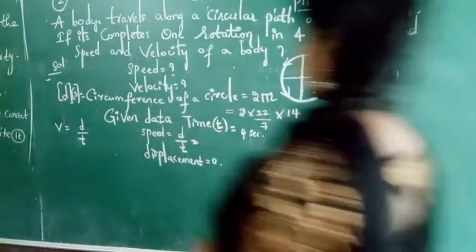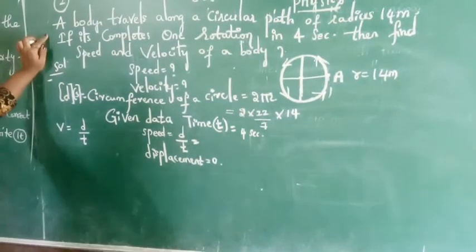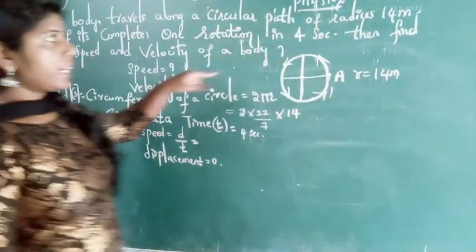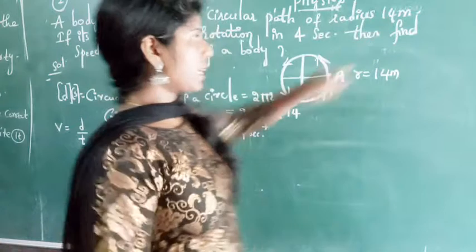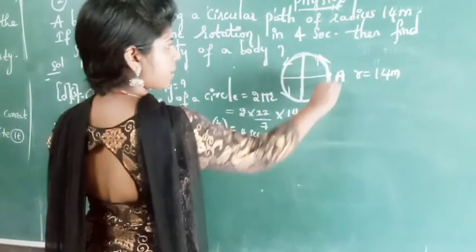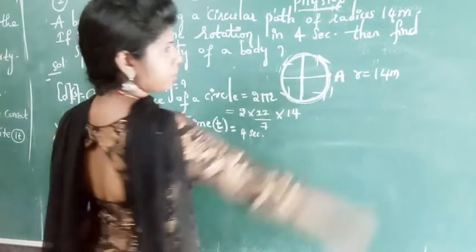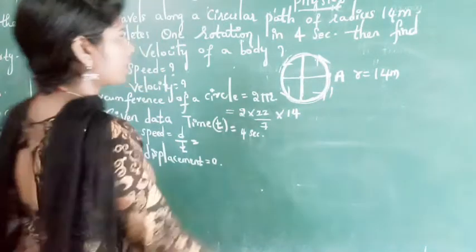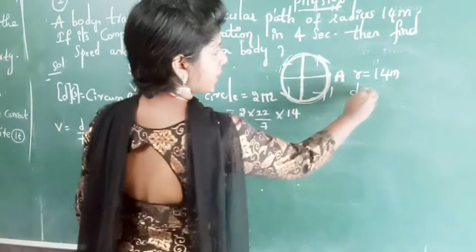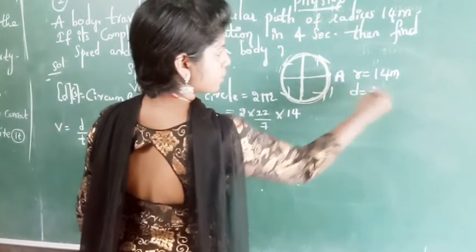Now, the next question is, a body travels along a circular path of radius 14 meters. So let us consider a circle. This is a circle. Given the radius is equal to 14 meters. Now, diameter is equal to what? Radius by 2.